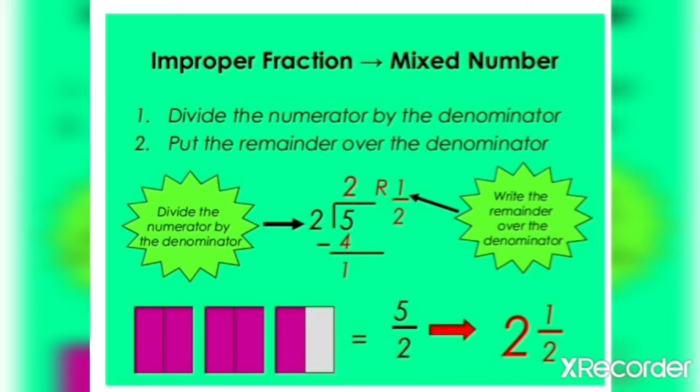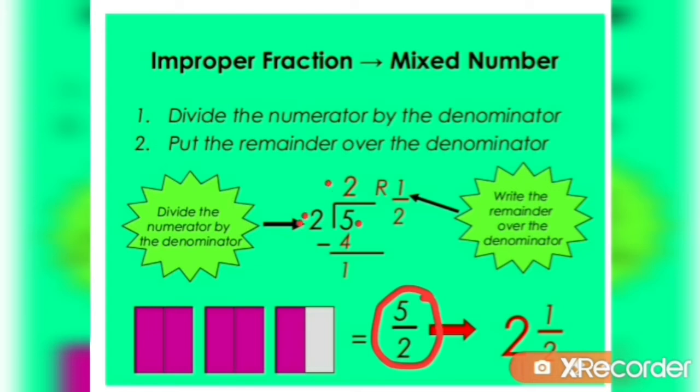Students, you have learned about proper, improper and mixed fractions. Now let us learn how to convert improper fractions into mixed fractions or mixed numbers. When we have improper fraction, we can convert it into mixed numbers. The first step is divide the numerator by the denominator. Here we have one fraction, 5/2. Divide the numerator by the denominator.